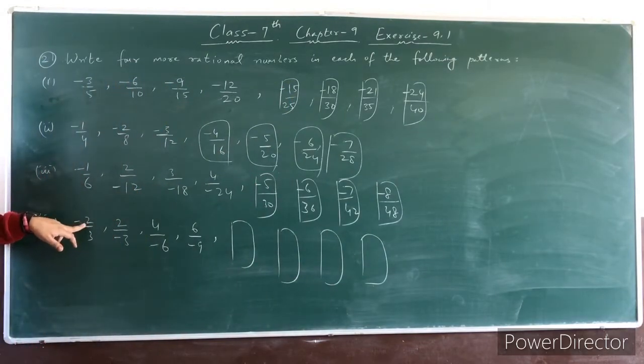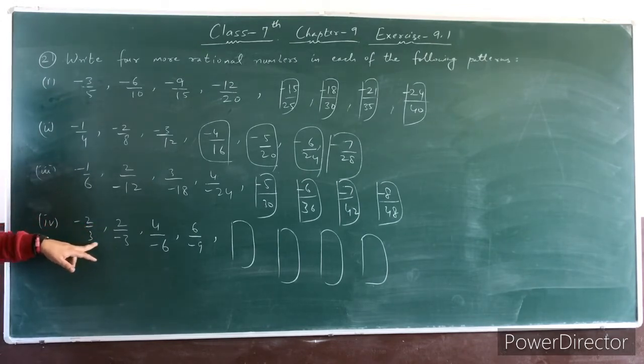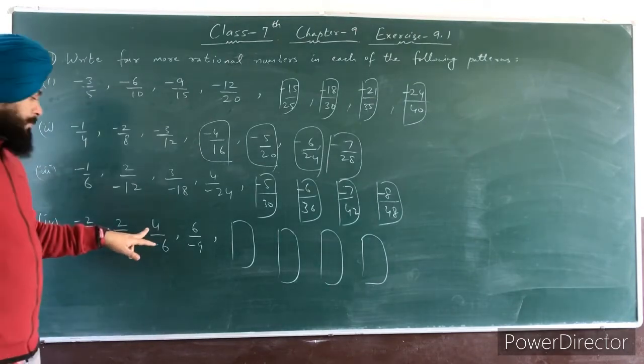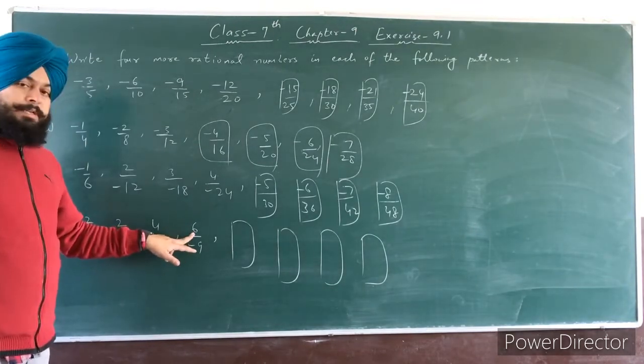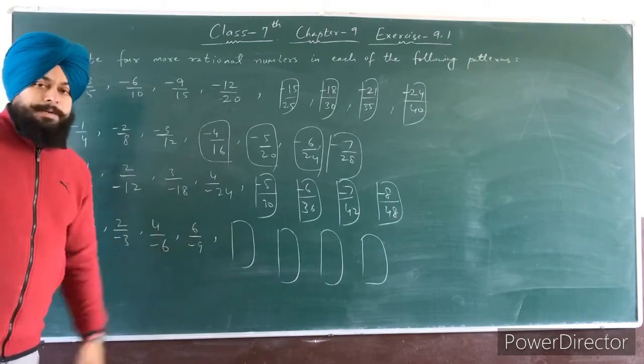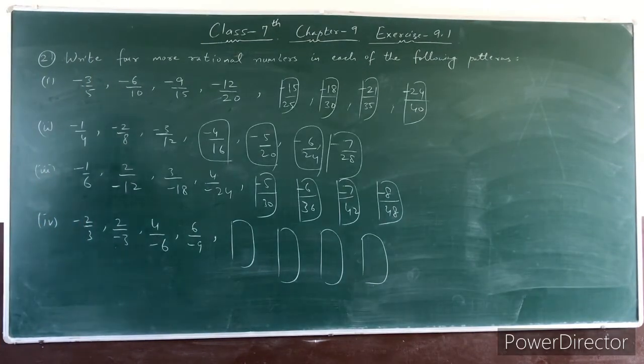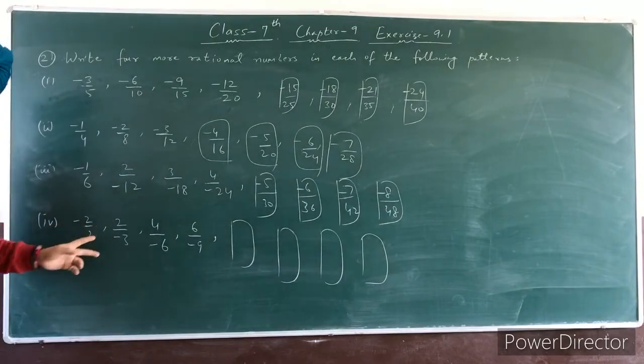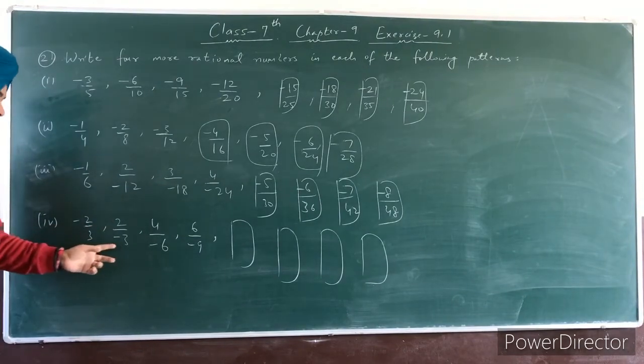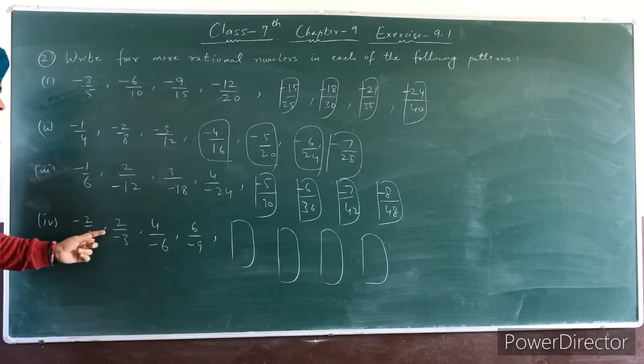You can see here the first number is minus 2 by 3, and then 2 by minus 3. It is the same number. Alright. So what is the next pattern? The first rational number and the second rational number both have the same value. Either you can write minus 2 by 3 or 2 by minus 3.